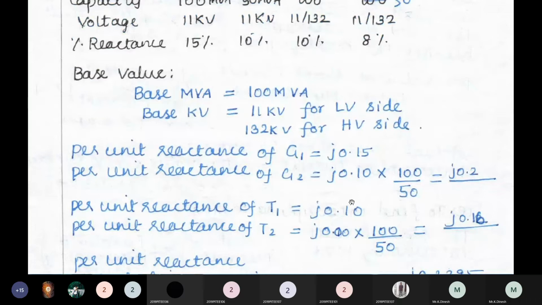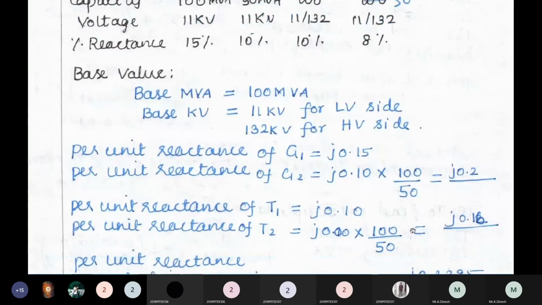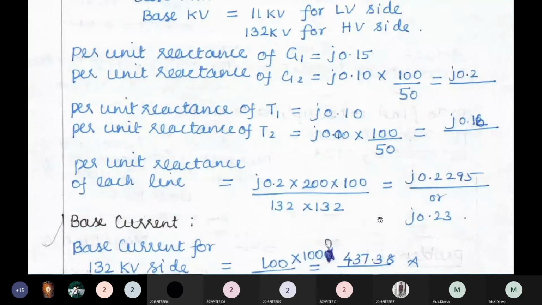T2 reactance is 0.08. So 0.08 into 100/50. Next is a transmission line. J0.2 into 100/132 into 100.